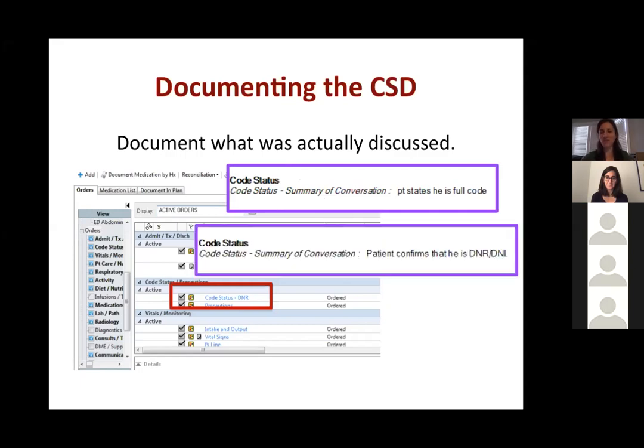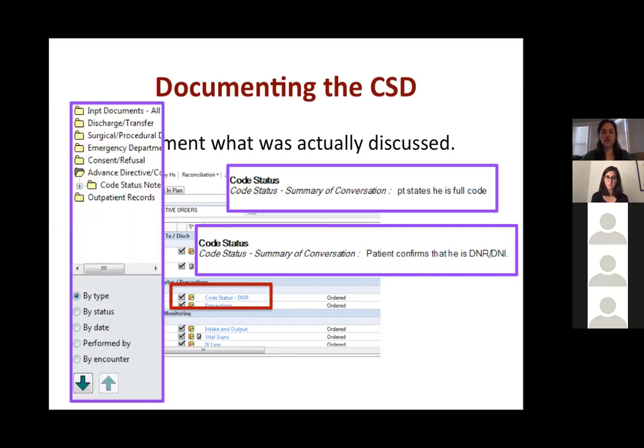Patient states that he's full code, or patient confirms that he is DNR or DNI, which tells us very little information. And actually, in this case, these two text boxes were of the same patient a day apart. This is pretty confusing. And if you look in the progress notes, there was an incredibly thoughtful goals of care conversation that was documented in progress notes, and that was just not documented with the code status order.